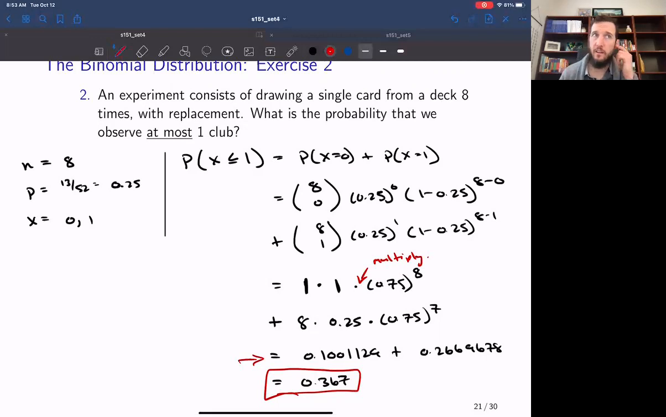Okay. Jessica, yeah, 3 decimal places for the final answer is always sufficient.